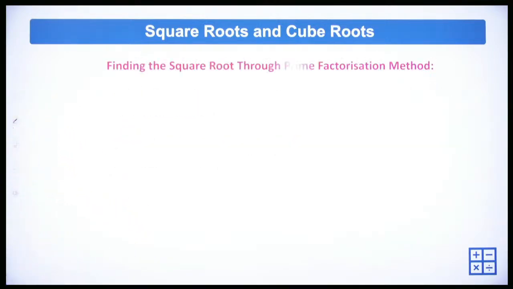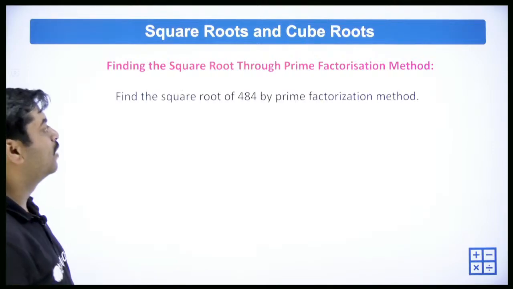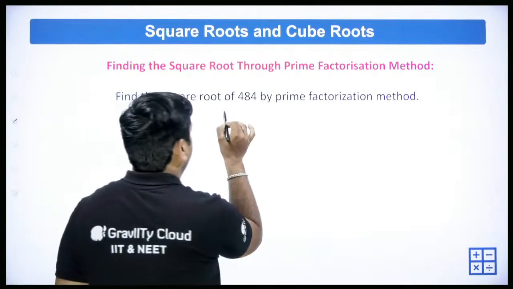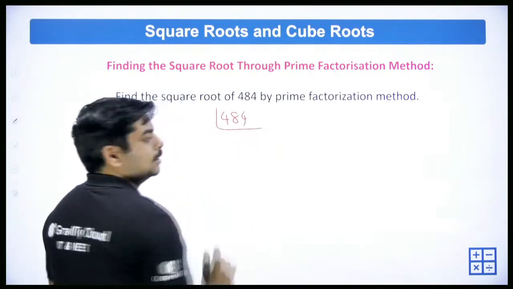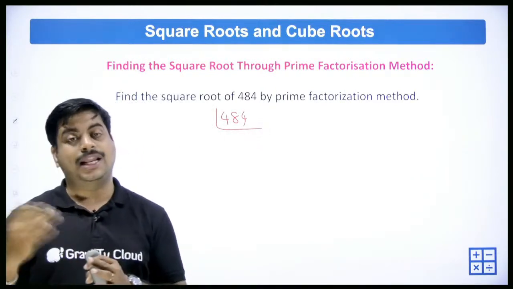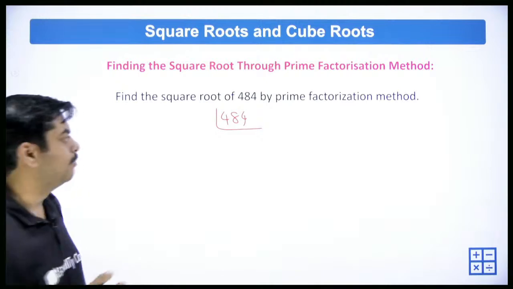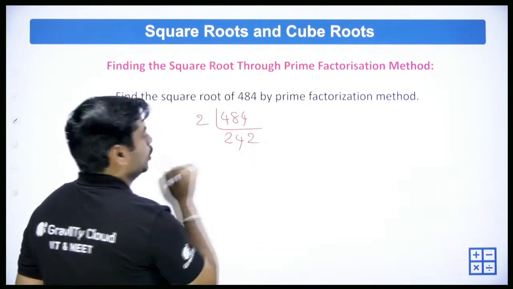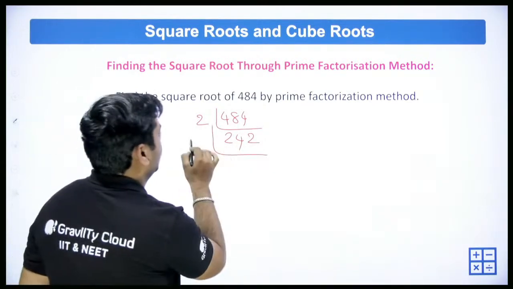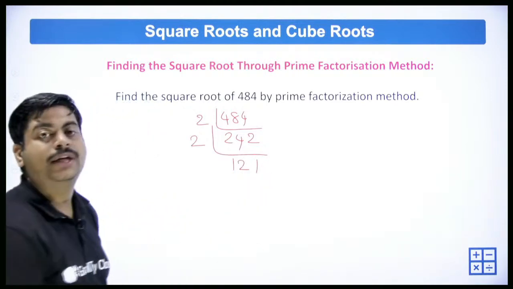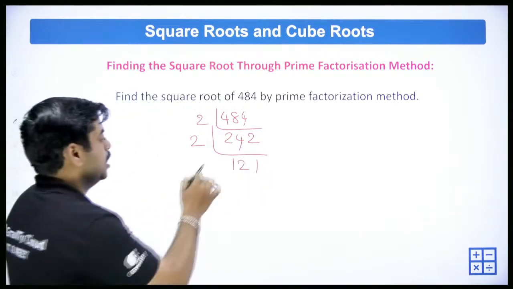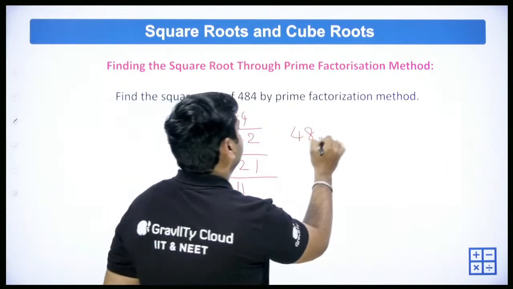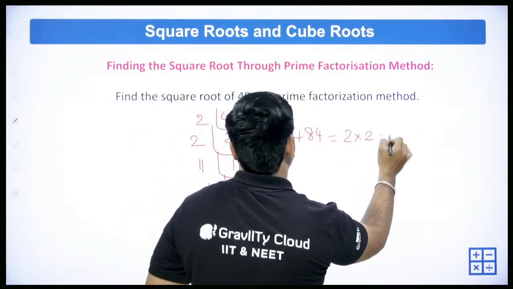Okay, let's take one example. Finding the square root through the prime factorization method. Find the square root of 484 by prime factorization. So divide 484 only with prime numbers: 2, 3, 5, 7, 11. Let's divide with 2. 2 2s are 4, and 2 4s are 8, so 242. Once again with 2, 2 ones are 2, so 121, and you know 121 is 11 into 11. So 484 I can write as 2 into 2 into 11 into 11.